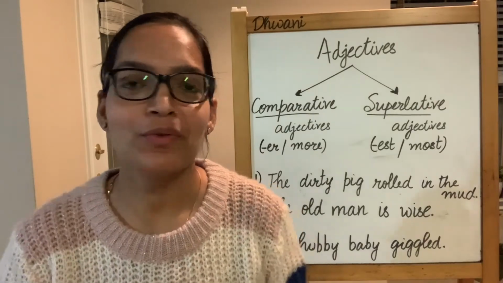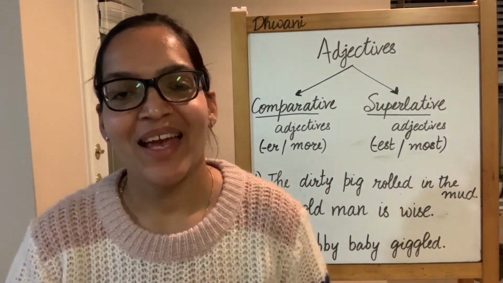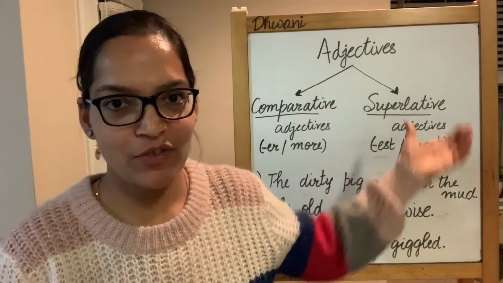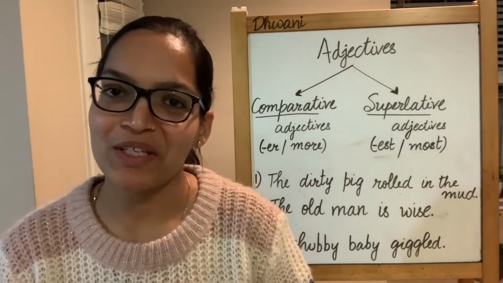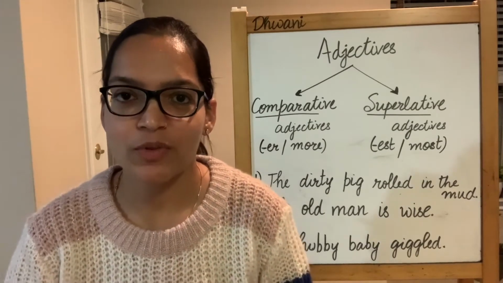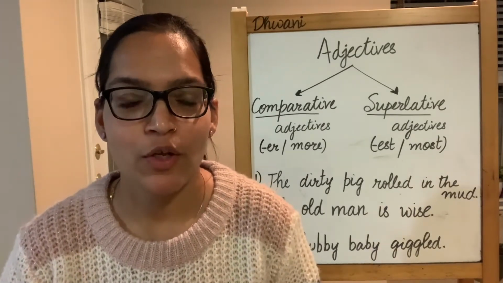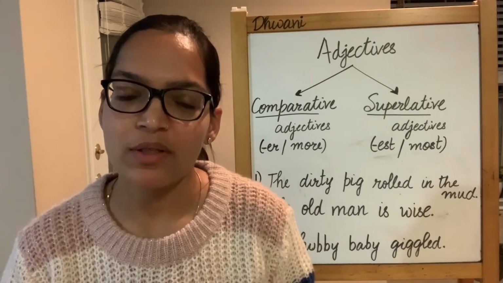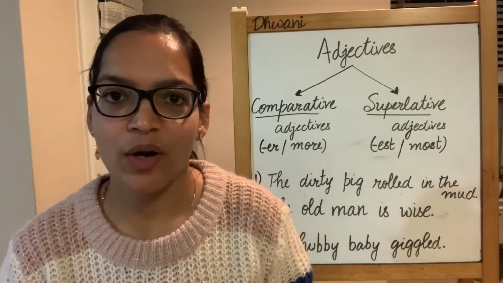Today we are going to do adjectives and their comparative form and superlative form. So let's begin today's video with adjectives. What are adjectives? Adjectives are the words which are used to describe your nouns. So words which are describing your person, place or a thing are your adjectives.